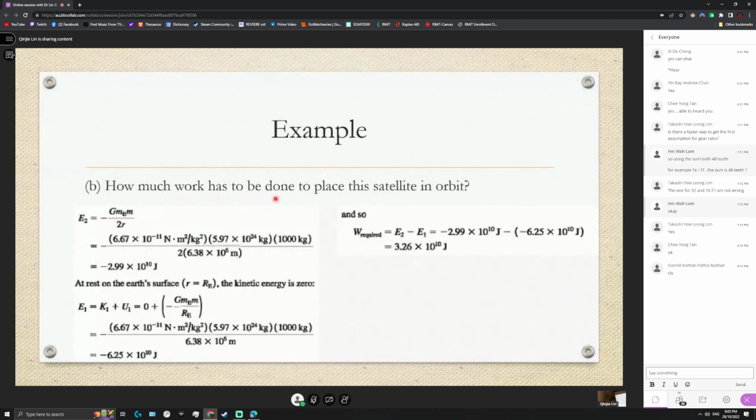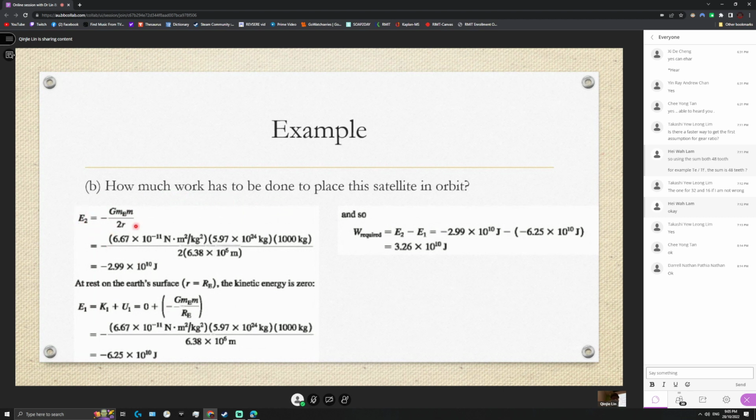Part B, how much work has to be done to place this satellite in orbit? We are talking about work, so energy. How to find the work that needs to be done? We will find the energy at point 2 and then the energy at point 1. The difference in energy must be the work that's needed, right? So that's exactly what you should do.